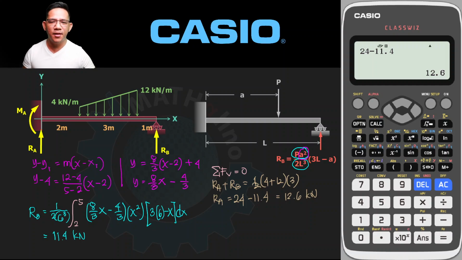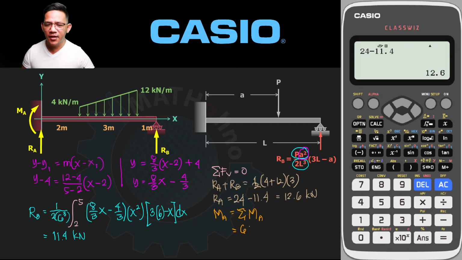Then, how about the moment at A? Summation of moment at A is equal to 0. No, not equal to 0. We're going to solve that one. Summation of moment at A. That is the total moment at A. The moment at A, of course, is equal to, number 1 is due to RB. That is 6 RB.